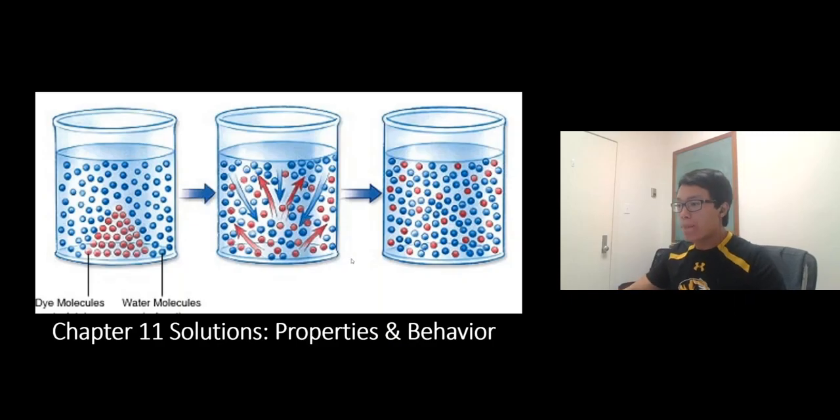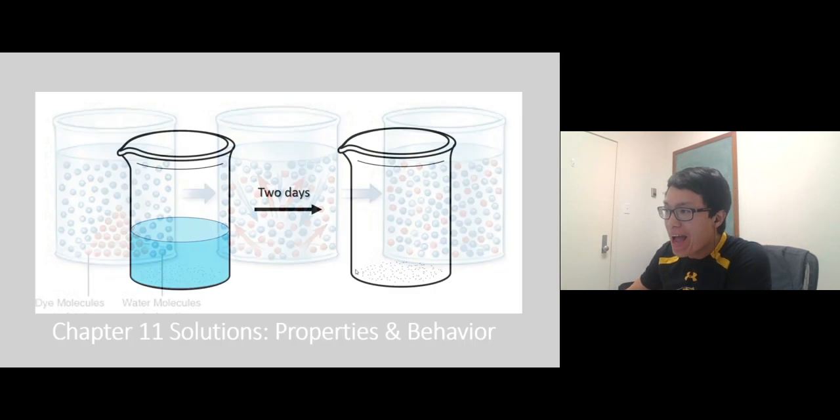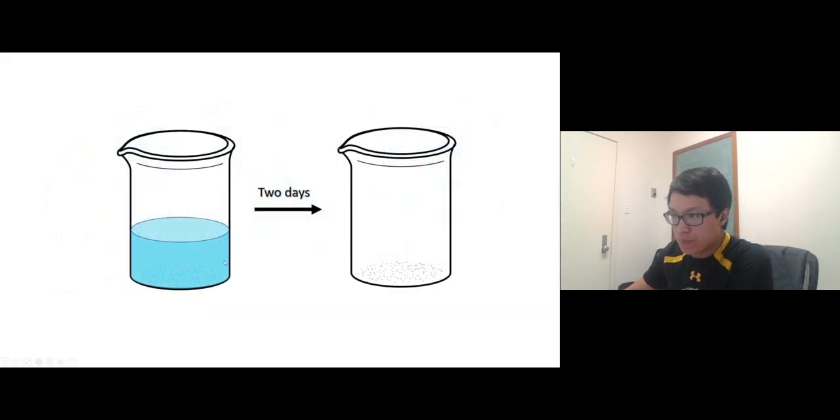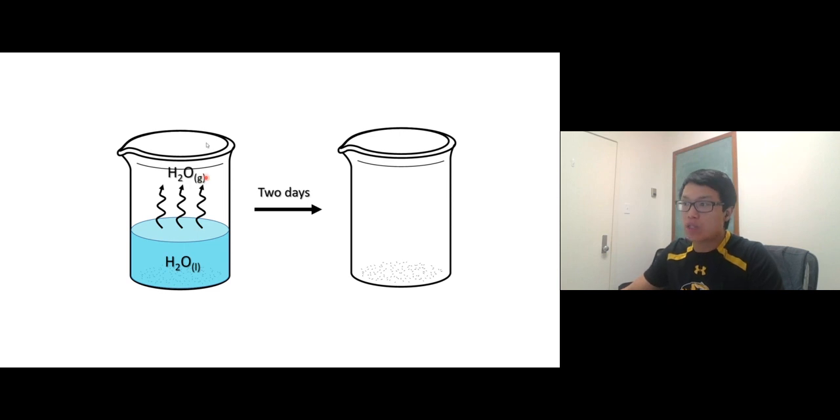All right, we're going to talk about an interesting property and behavior of the solution. Okay, start right here. So if I have a container filled with water, sitting on a bench 2 days later, what's going to happen to it? Well, it just disappears, right? Water just disappears because water vaporizes slowly from liquid to gas slowly. So this is what we call vaporization.